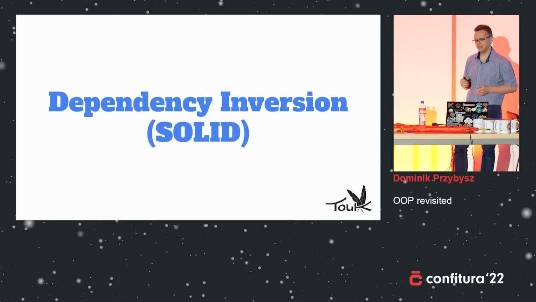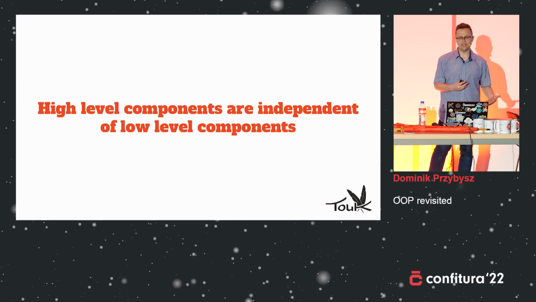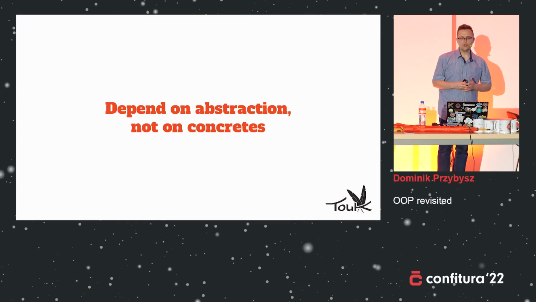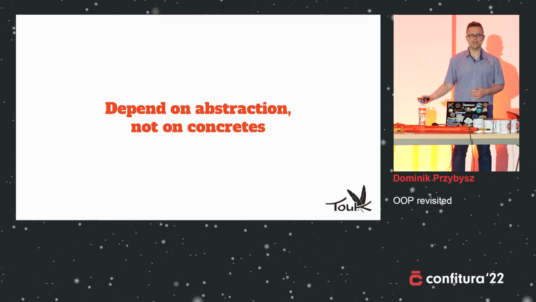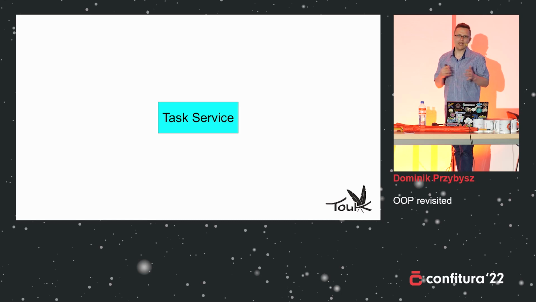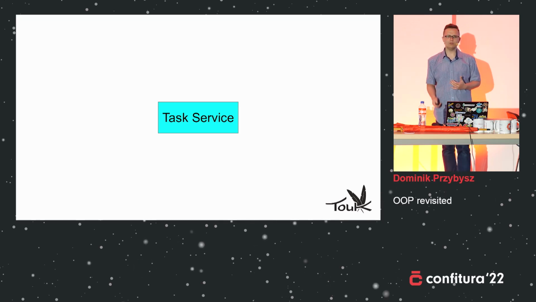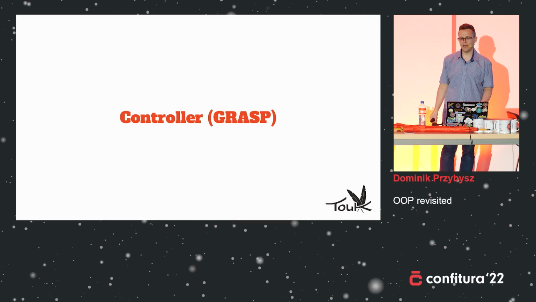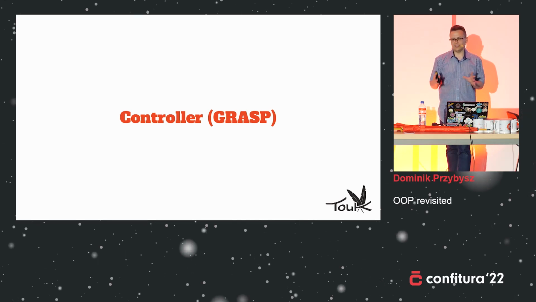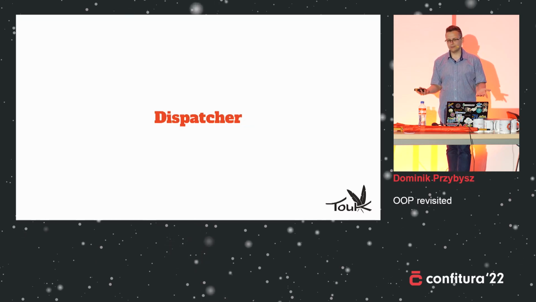Dependency inversion principle from SOLID is about creating high-level components which are independent from low-level components. Or, in other words, we should depend on abstraction, not on concrete objects in our software. So let's imagine that we have some kind of task service somewhere in our module. For us, it will be the controller in terms of GRASP. I know controller is a buzzword in our world. So we can also call it dispatcher, next buzzword.